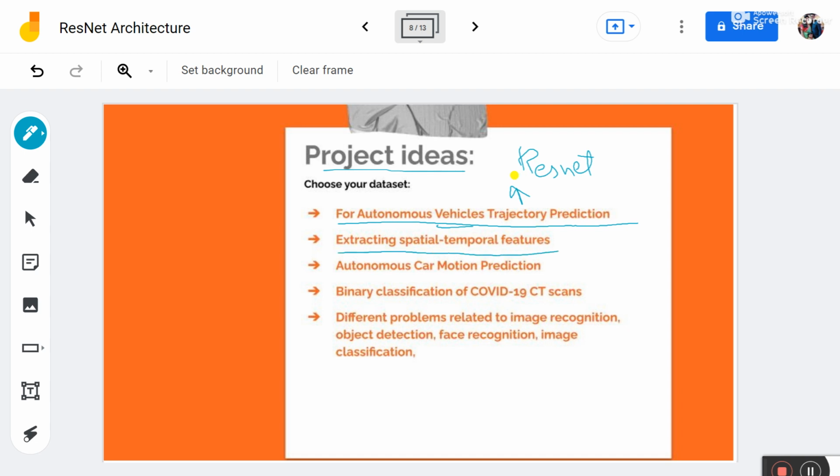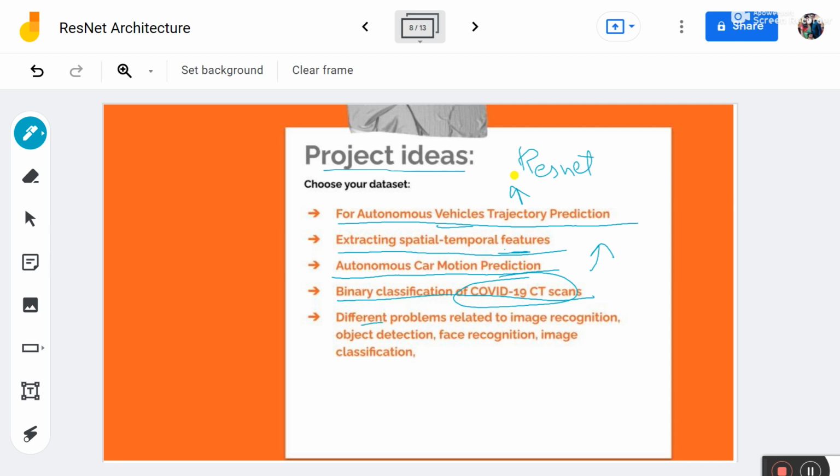Extracting spatial temporal features. So spatial temporal features means we are going to extract the features of the particular images or voice. So it is used over there. Autonomous car motion prediction, it is going to predict the motion of the car or the vehicle. Binary classification of COVID-19 CT scans. All right. So it is having COVID-19 CT scans over there.